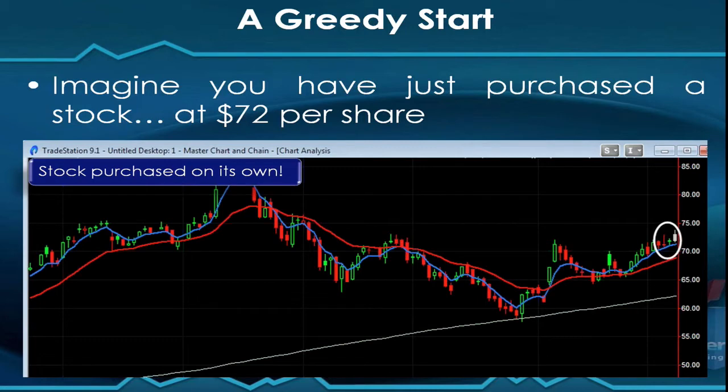So here's the deal. Imagine we're all going to purchase the stock at $72. Now I want to highlight two things on your chart. The blue line is a 5-day EMA. The red line, 20-day EMA. Okay? That white circle is where we're buying the stock. And if you look to the right of that circle, you're going to see the little white candle, right? That's where we're going to buy the stock.